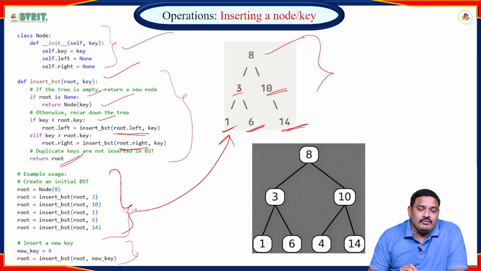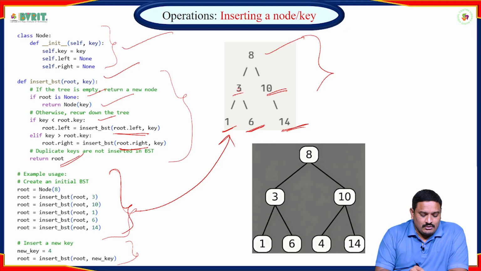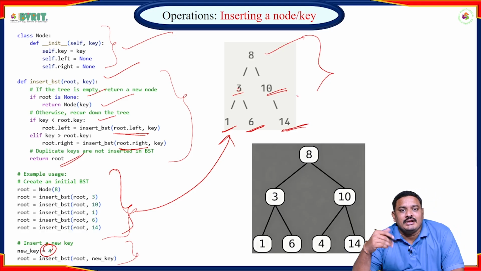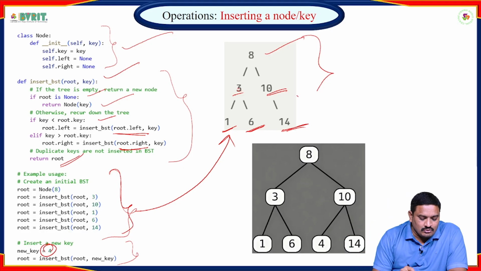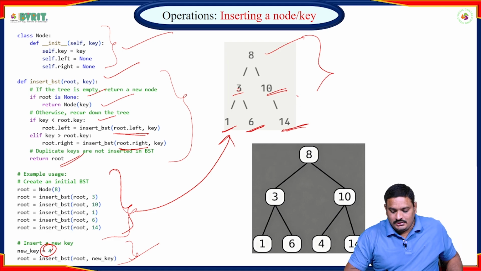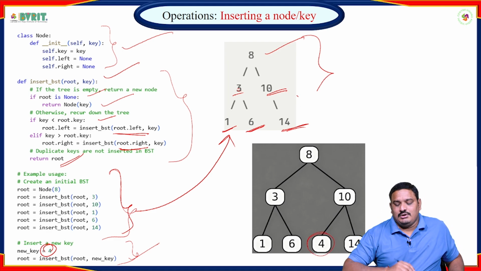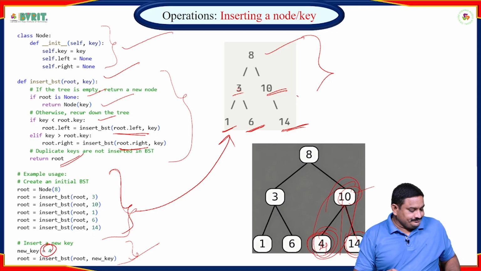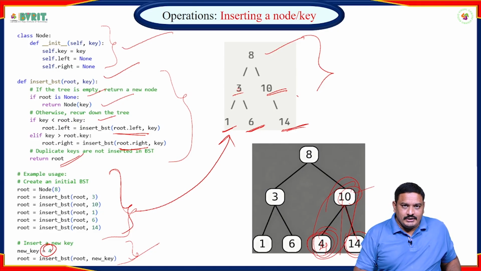After creating the tree, we are inserting another new node, the 4th node, into this tree. So root equals insert(root, new key). The 4th node will be inserted here only. The 4th value is less than the root node, so we insert it here. This is inserting a node into the binary search tree.